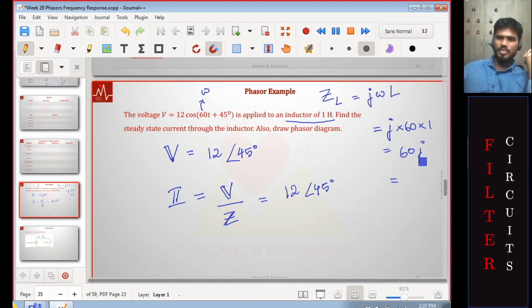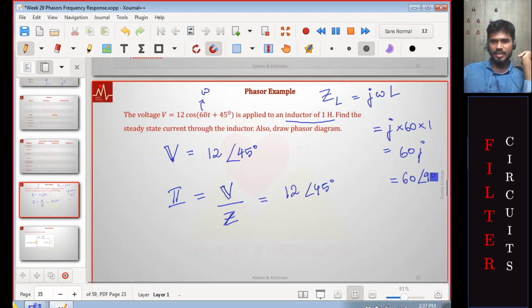What is the angle of complex number j? Simple, right? The real part is 0. That is along the imaginary axis, 90 degrees. The angle will be 90 degrees. This is 60 angle 90 degrees.